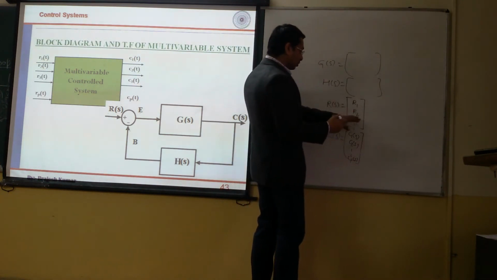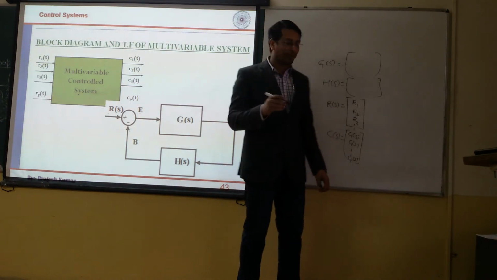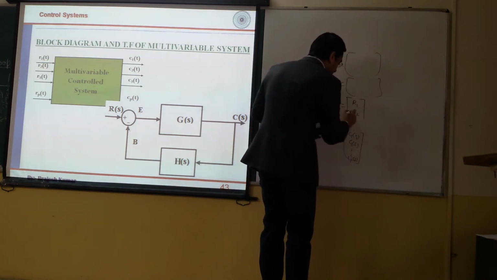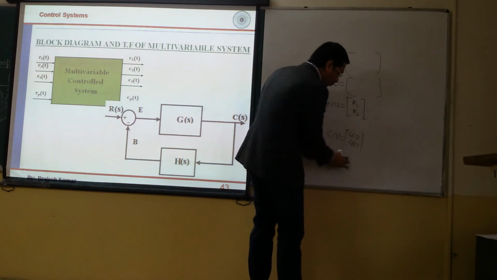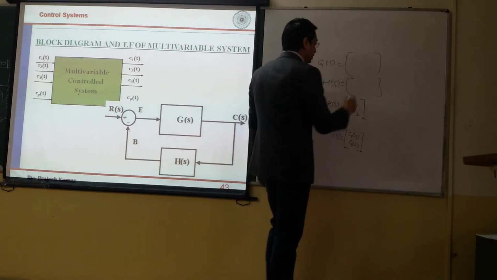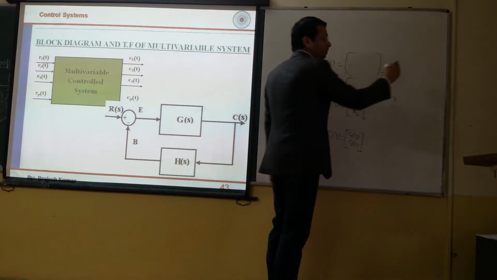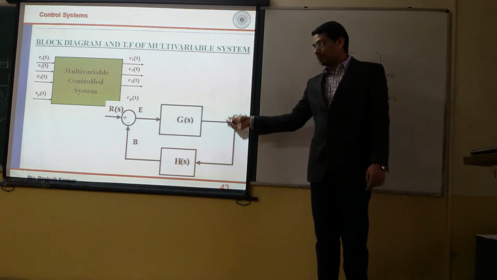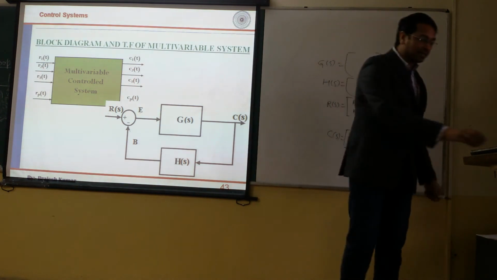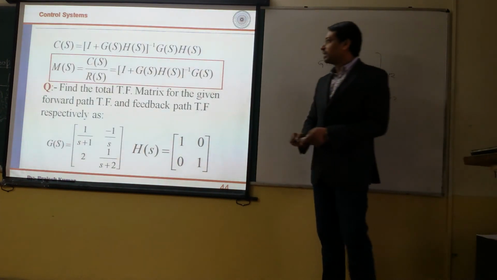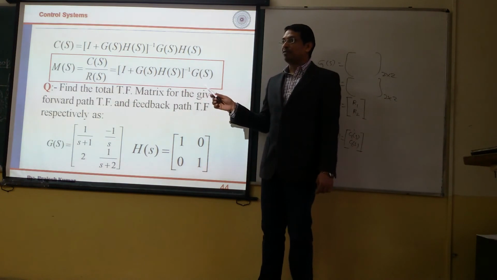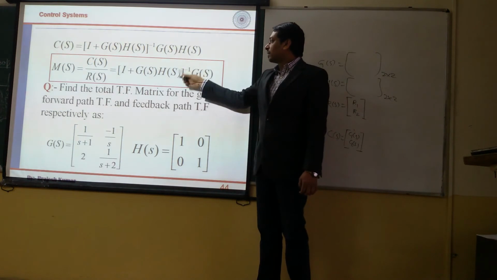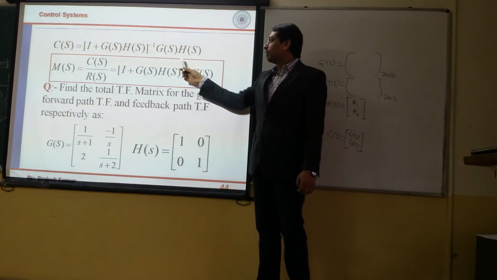And for 2 cross 2, suppose you have 2 inputs and 2 outputs, what will happen? You will have your matrix here only. Okay. And your output will be this, and this will become 2 cross 2. And if you try to solve such a problem, you will get a similar result. Means C(s) will be equal to, what was the previous case? It was G(s) divided by 1 plus G(s)H(s).